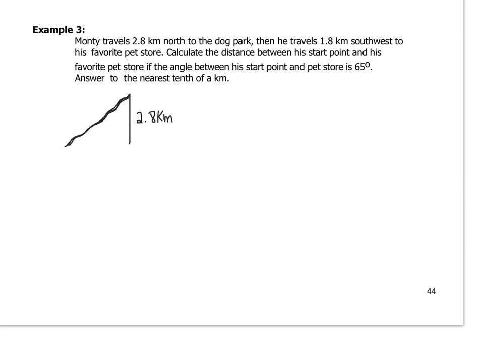All right, 1.8 kilometers southwest to his favorite pet store. It says calculate the distance between his start point and his favorite pet store, which would be right here. So you're looking for that. If the angle between his start point and the pet store is 65 degrees. So this angle in here is 65 degrees. And you've got to answer to the nearest tenth.